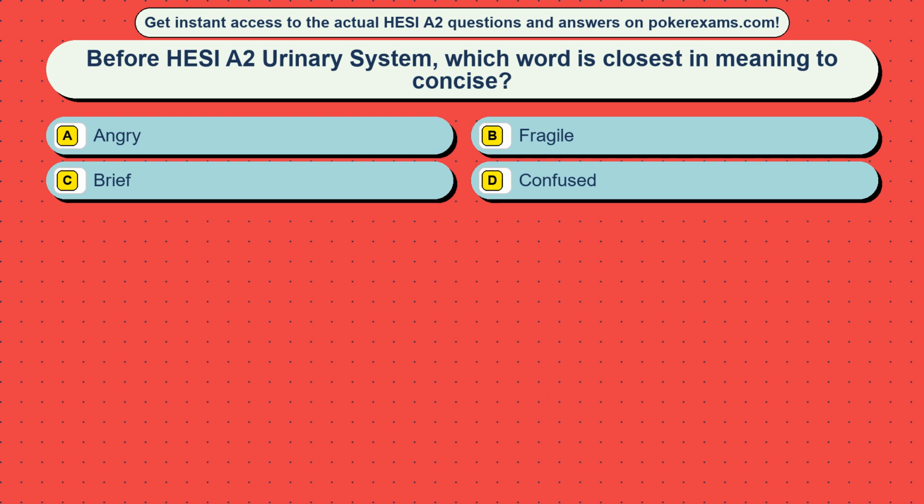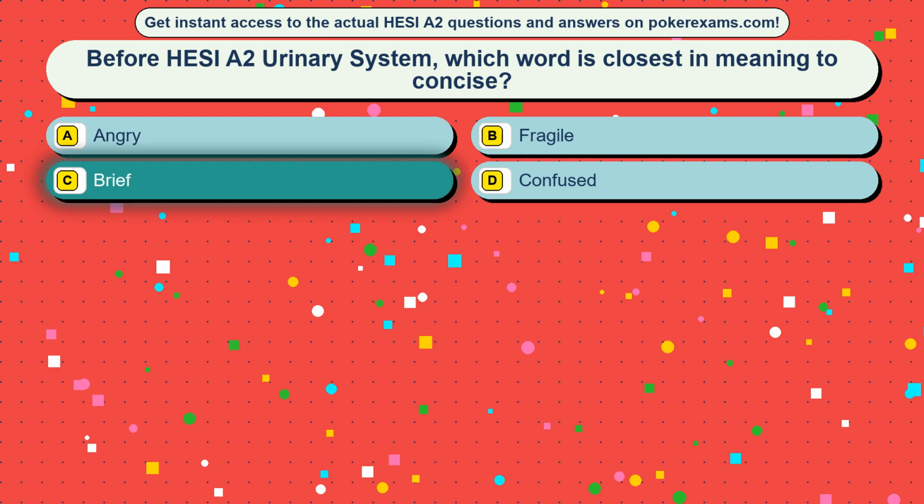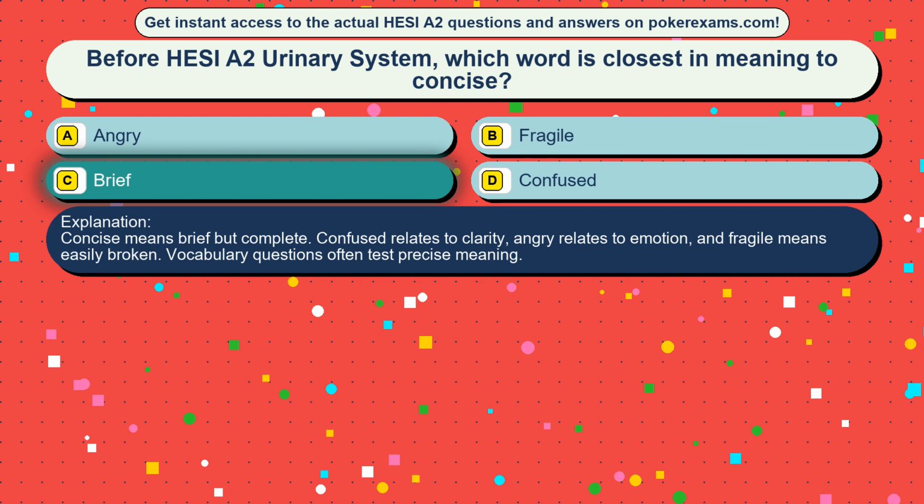Question 35. Before HESI A2 urinary system, which word is closest in meaning to concise? Option A, angry. Option B, fragile. Option C, brief. Option D, confused. The correct answer is option C, brief. Concise means brief but complete. Confused relates to clarity, angry relates to emotion, and fragile means easily broken. Vocabulary questions often test precise meaning.